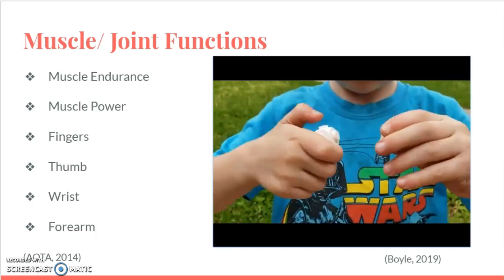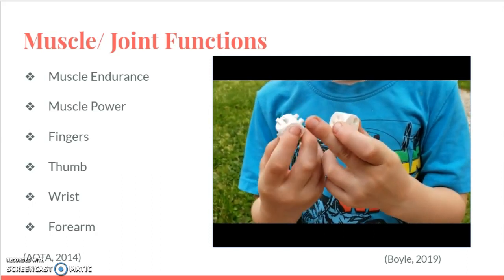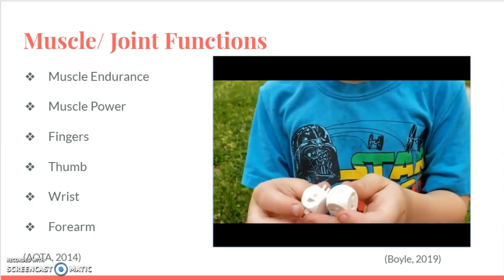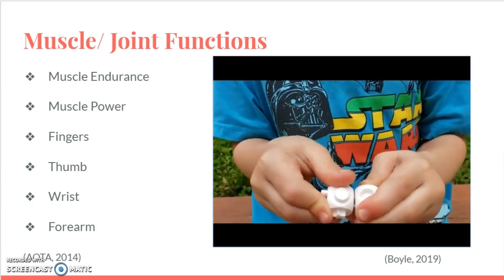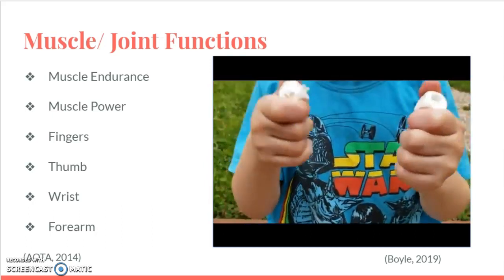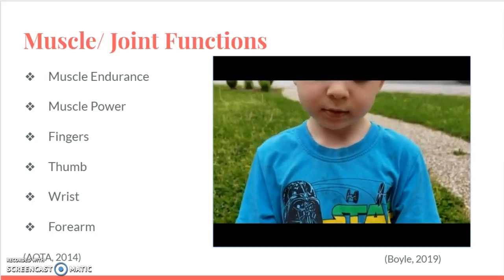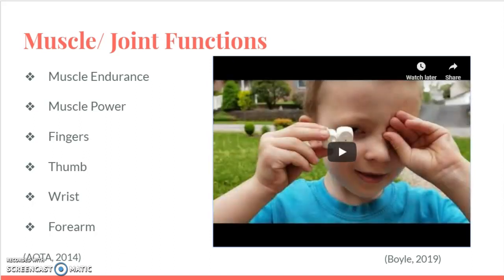Thumb. E needs to be able to circumduct, abduct, adduct, flex, and extend her thumb. Wrist. She needs to be able to flex and extend along with radial and ulnar deviation and circumduction. Forearm. E needs to be able to pronate and supinate the forearm to be able to use the puzzle cube successfully.